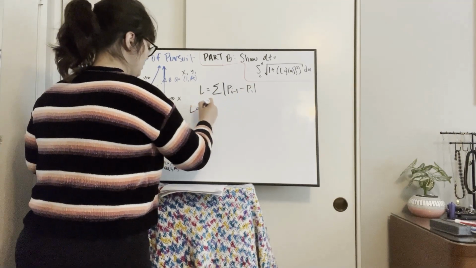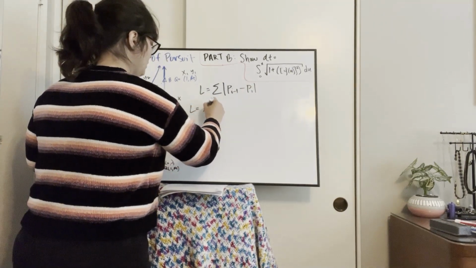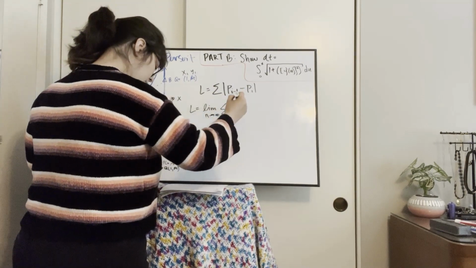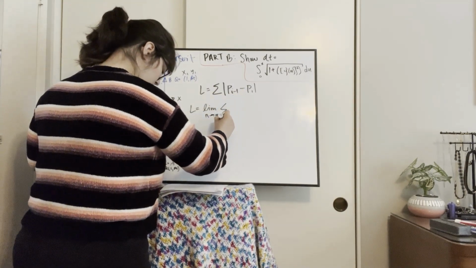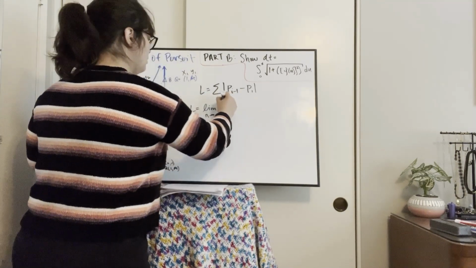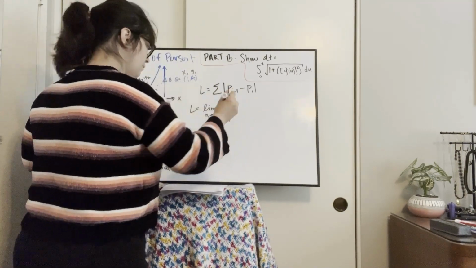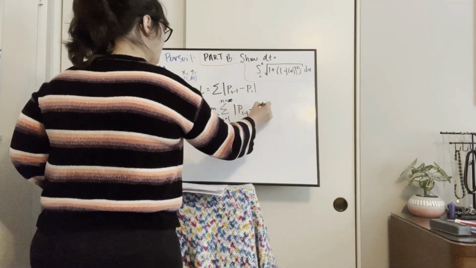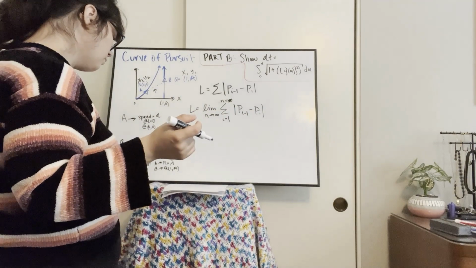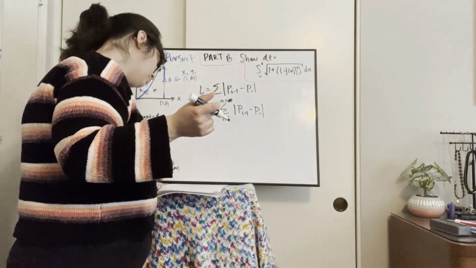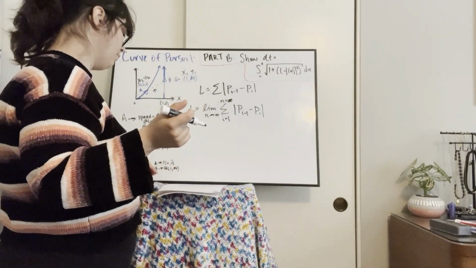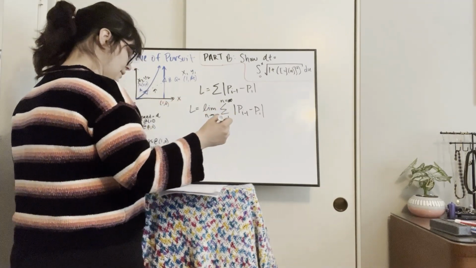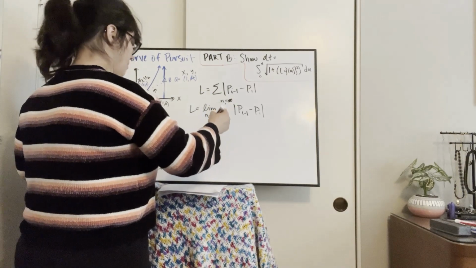So L is going to be equal to the limit as n approaches infinity of the sum from i equals 1 to n of the absolute value of P sub i minus 1 minus P sub i. Okay, we're going to let delta y sub i equal y sub i minus y sub i minus 1, which is also going to be equal to f of x sub i minus f of x sub i minus 1.